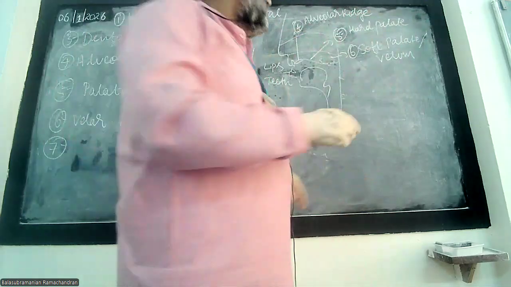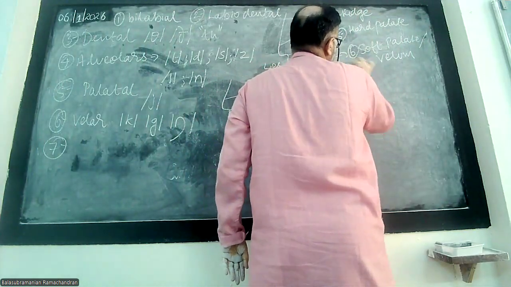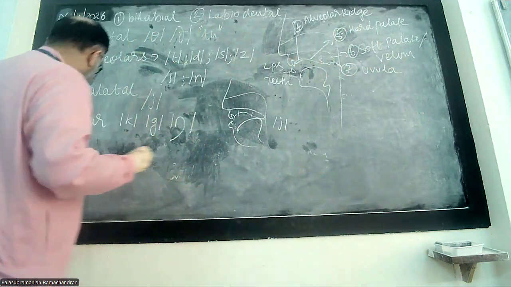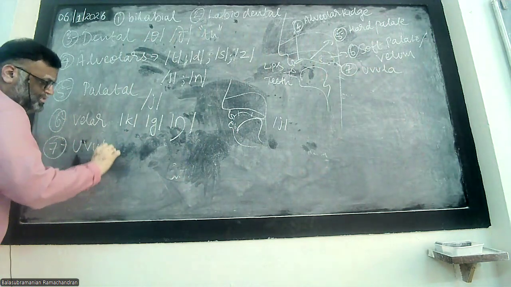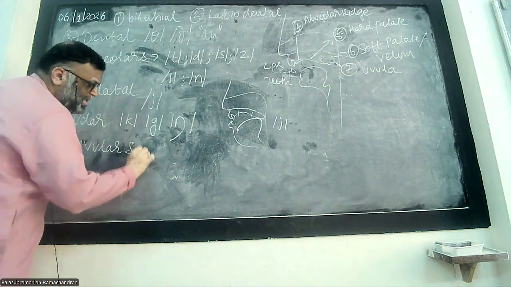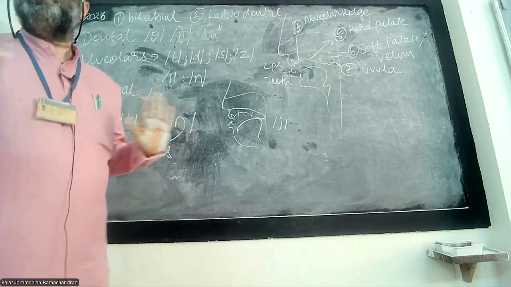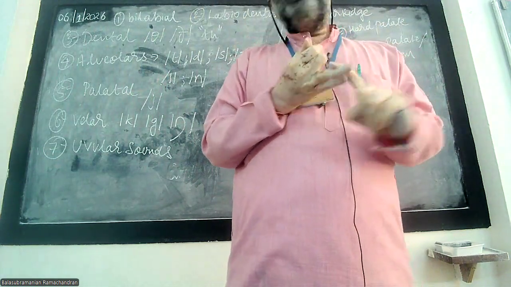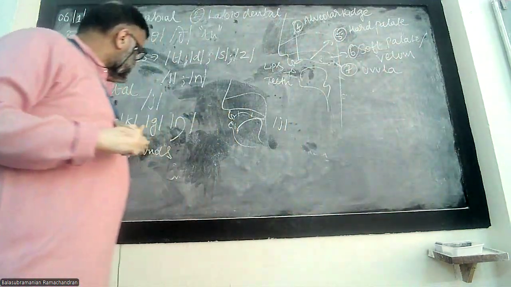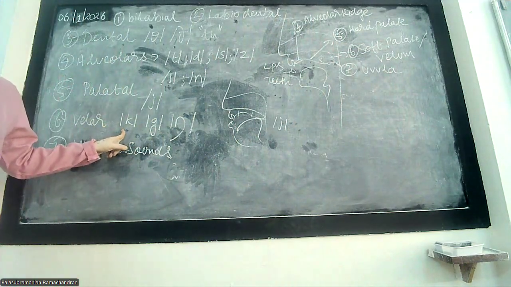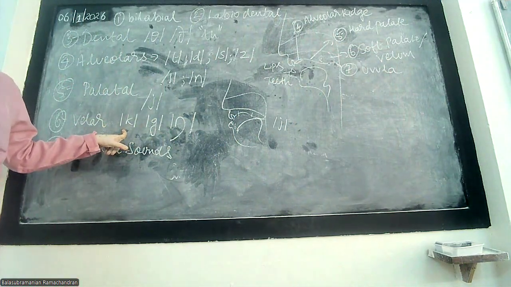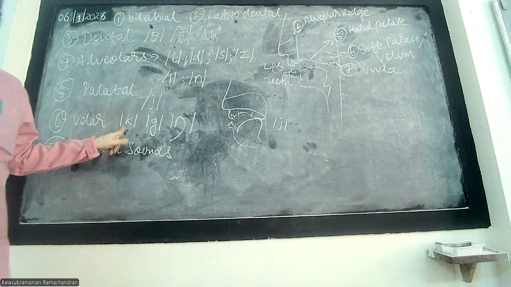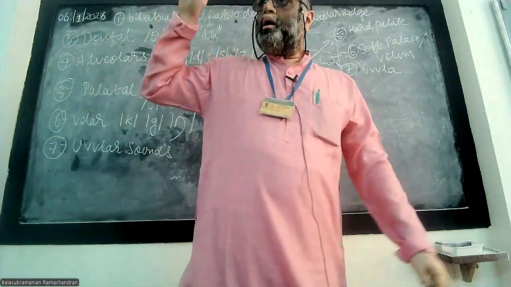Those are called uvular sounds. There are no uvular sounds in English, but you will find them in German and in Arabic. For example, if I say ka, it's there in Hindi also. But if I say ka, I'm producing a uvular sound.